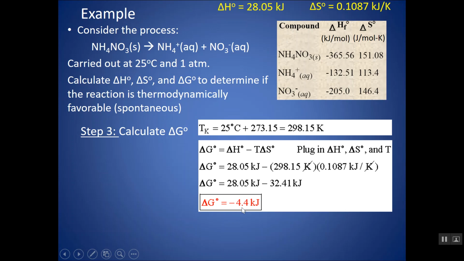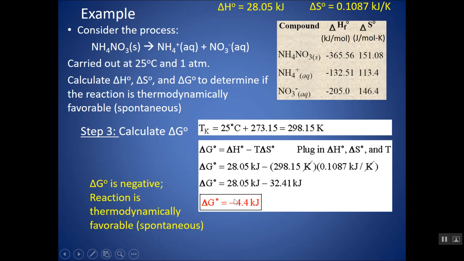So if delta G is negative, it's thermodynamically favorable. If delta G is positive, it's thermodynamically unfavorable. Since delta G is negative, this is a thermodynamically favorable reaction. It is spontaneous. It will proceed in the forward direction. And it makes sense. If I dissolve this solid in solution, I am likely to get a negative delta G because this is known to happen.